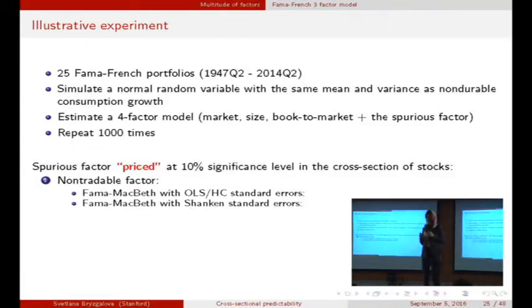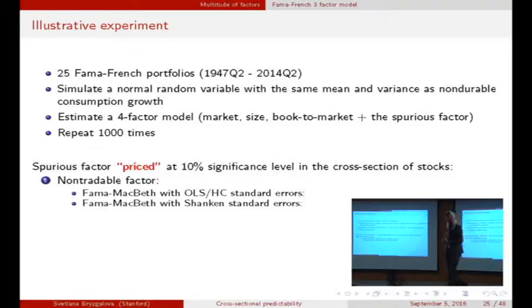Let me show you an illustrative experiment of how large this impact could be. I'm going to take, again, the standard cross-section of 25 portfolios, Fama-French, quarterly returns. And I'm going to take the three factors that are used in practice. These are going to be the Fama-French three factors, the market, HML, and SMB. And on top of that, I'm going to generate a normally distributed random variable, just 0, 1. I could also take something with a mean and variance of, let's say, consumption growth or some other kind of time series that you have in mind.